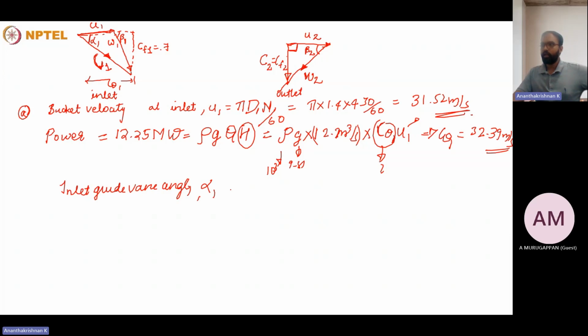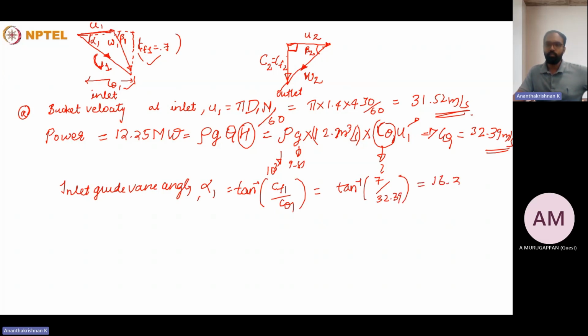We need to calculate... we have already calculated the tangential velocity term, so we know the value of the flow velocity term and the tangential velocity term. Using the tan inverse of these two, we can calculate the inlet guide vane angle alpha 1. So alpha 1 will be equal to tan inverse of CF1 divided by C theta 1, which is tan inverse of 7 divided by 32.39. That will be coming around 16.35 degree.